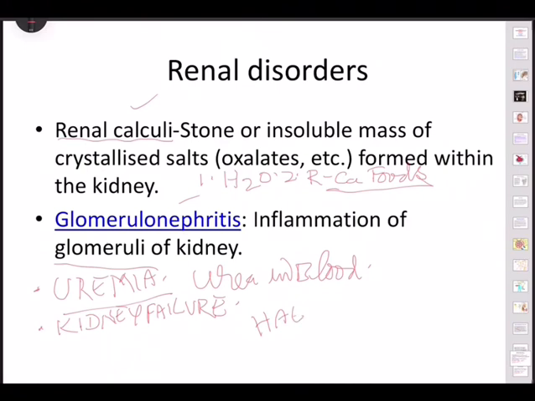So what is the mechanism, the procedure that we follow? Hemodialysis. Hem means blood. So it is purification of blood. We can do it through an artificial kidney also, through an artificial machine. But then this cannot be a permanent solution.